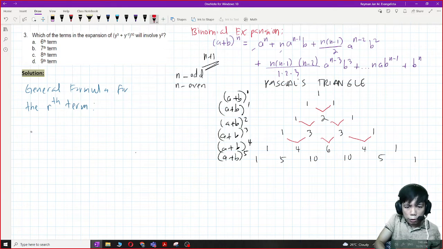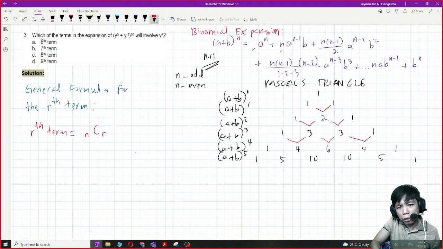Yung ating r term is equal to the combination of n, okay, taken r minus 1 at a time, okay, and then yung a natin raised to n minus r plus 1, and then b raised to r minus 1.